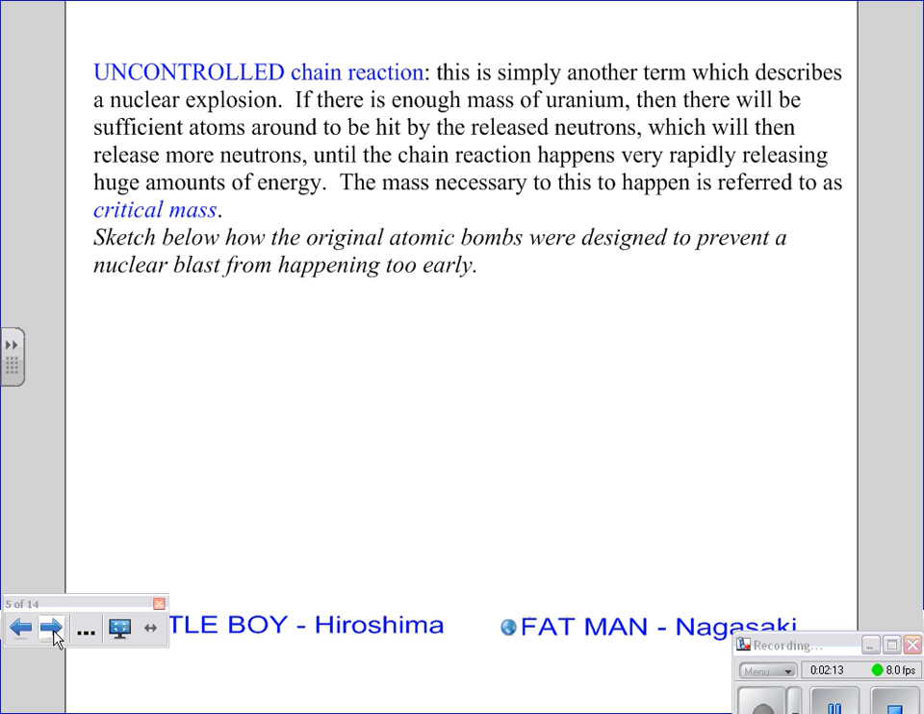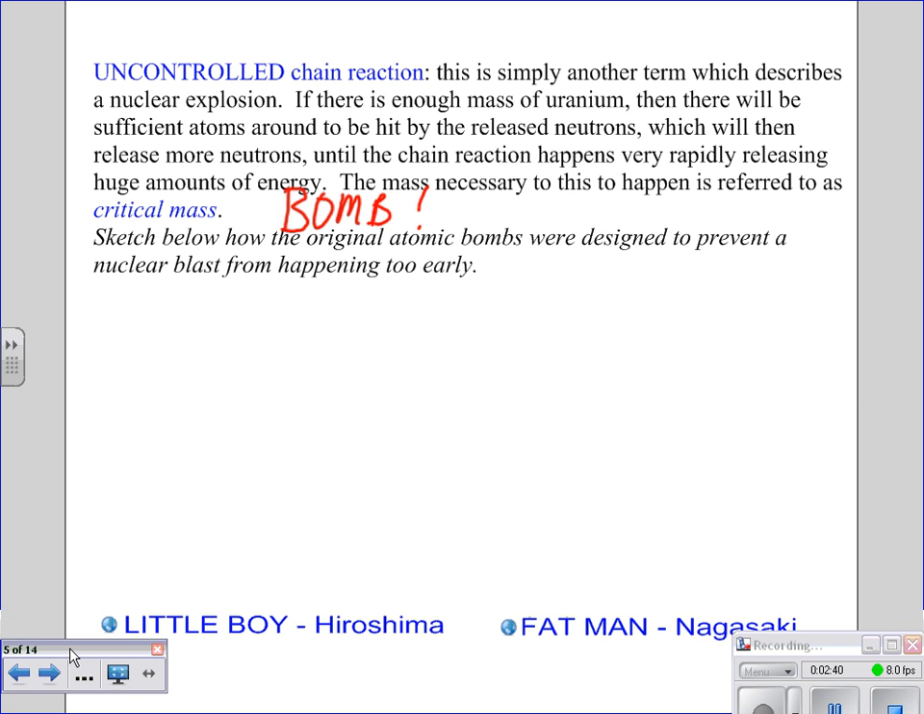And an uncontrolled chain reaction is also known as a bomb. So really it's just when you have enough mass that chain reaction keeps going and going very rapidly, and in the process it just creates those huge amounts of energy. So a couple very famous bombs that you might want to know about are Little Boy and Fat Man.